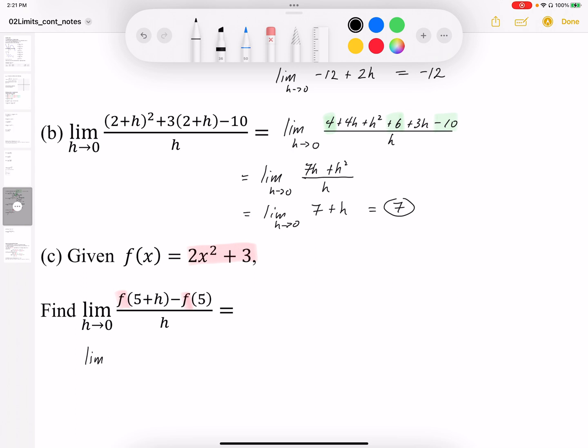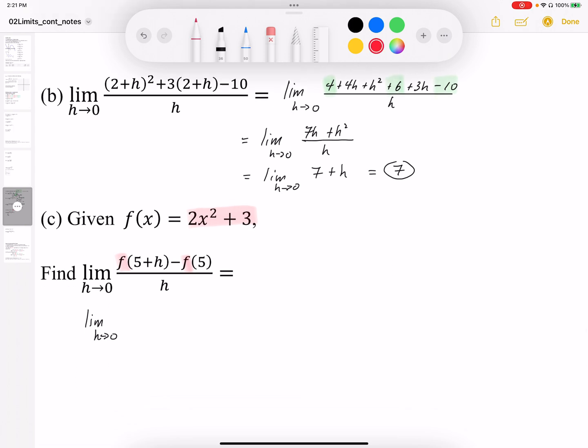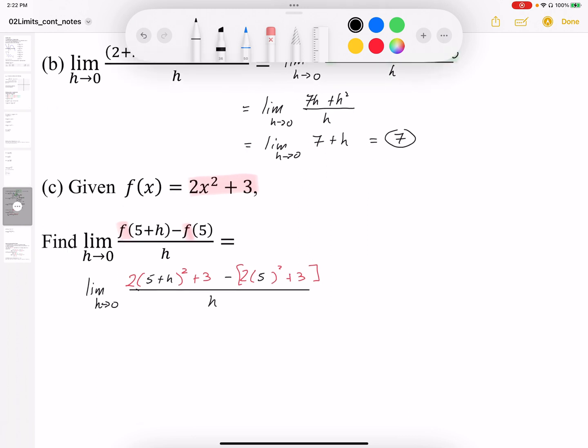So rewriting this, I get limit as h approaches 0. I'm going to replace my 2x squared plus 3. I'm going to apply my function notation. So the 5 plus h goes inside, minus 2 times x squared plus 3. I'm going to make sure I put that in brackets so I don't lose that negative. And I'm going to plug in the 5 into that part. So there's my f of 5 plus h minus f of 5, and that's all divided by h. And when we evaluate this, we're going to end up with basically 53 minus 53 over 0. So we have our 0 over 0, so we need to get rid of that divide by h.